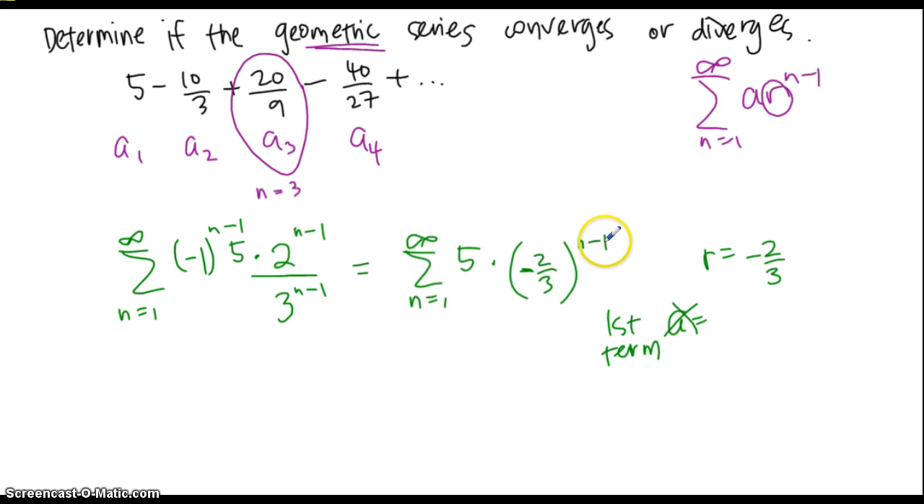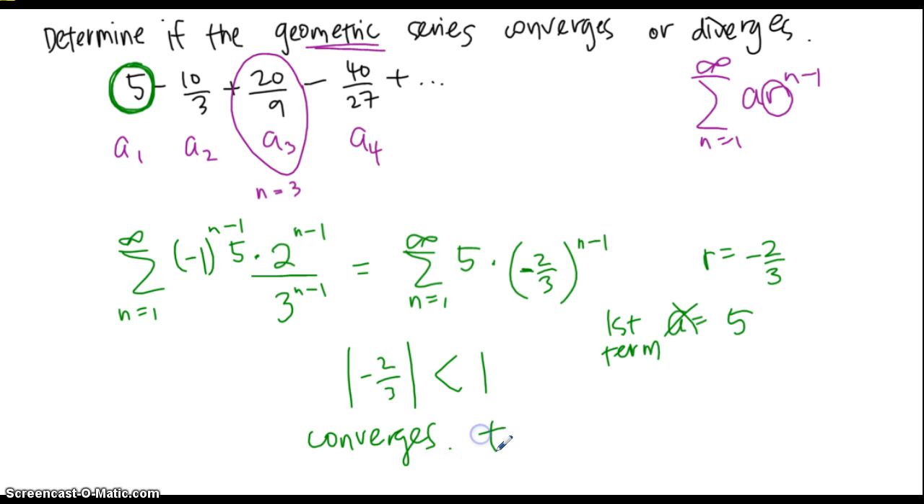So I have 1 minus 1 is 0. This becomes 1, and I get 5. Or in this case, I can look straight up here. If I'm already given the first term, a sub 1 is 5. So if we take a look here, the absolute value of the common ratio, negative 2/3, is less than 1. So this definitely converges.